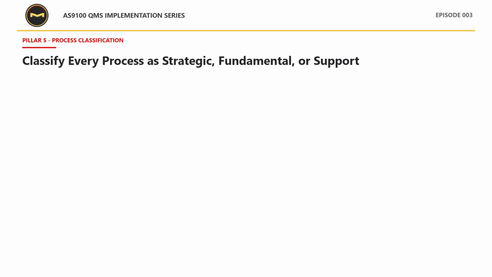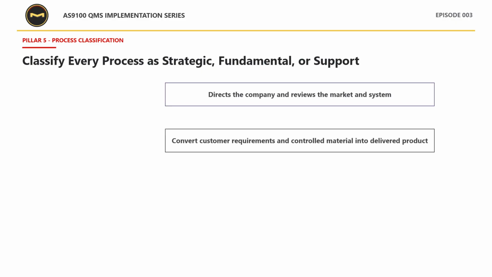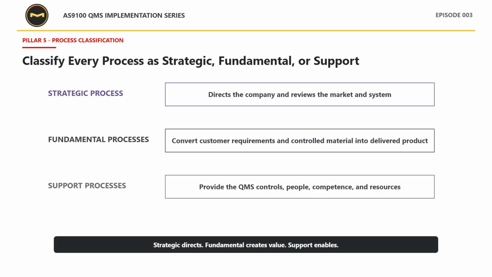Next, classify every process into three families. Strategic processes direct the organization and review performance. Fundamental processes convert requirements and controlled material into the customer's product. Support processes provide the people, competence, resources, and system controls that enable the fundamental processes.